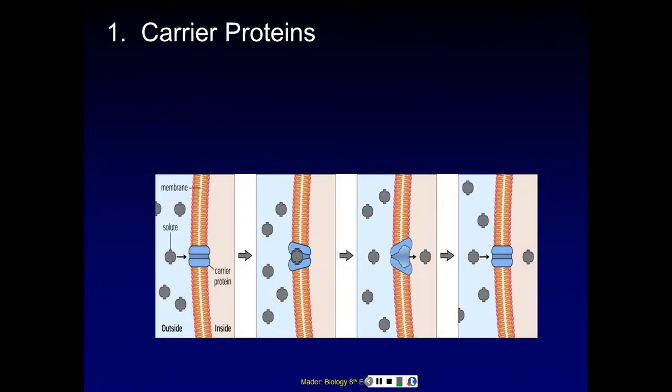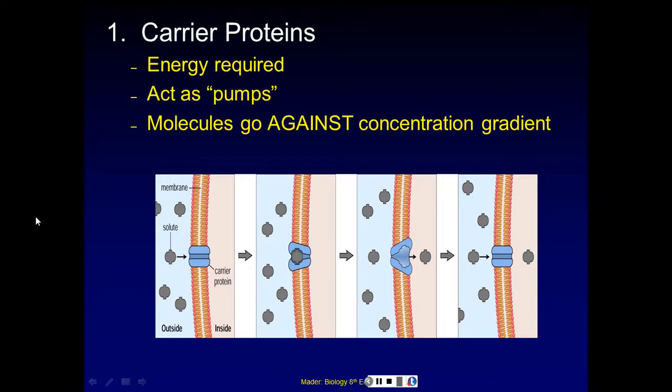Carrier proteins, again, we said had an opening on both sides of the membrane. Energy is required. These are proteins that act as pumps. They literally pump molecules across the membrane. Your muscles do this. Anytime we're moving an ion, oftentimes it has to be pumped across the membrane. Anytime something's going against the gradient, it has to be pumped across the membrane.